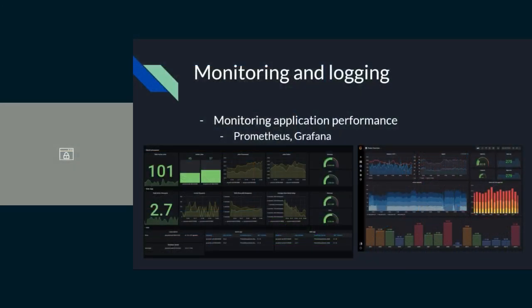Next is the concept of monitoring and logging. Feedback is of two types. Number one is the feedback that the users give to you, कि भाई ये feature चल रहा है, ये feature अच्छा है, ये feature बेकार है. Users raise a lot of support tickets. The other aspect is how your application is performing.